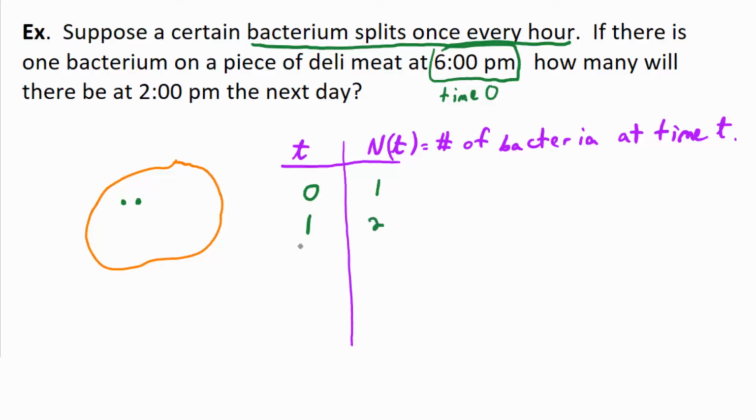And at 8 o'clock, 2 hours after time 0, how many will there be? 4, because the first guy will split and then the next guy will split. There'll be 4. And then 3 hours later, how many will there be? It doubles, right? So the first guy splits, the next guy splits, the next guy splits, the next guy splits. You can see that there's 8 there.